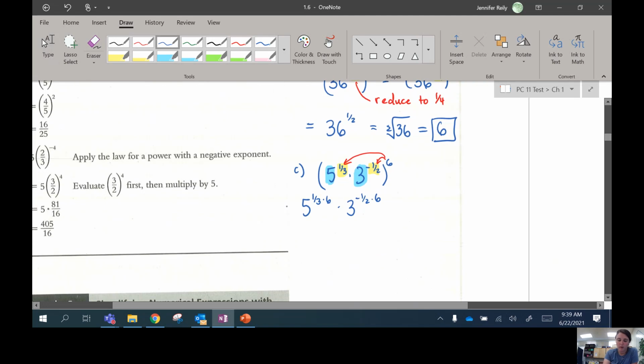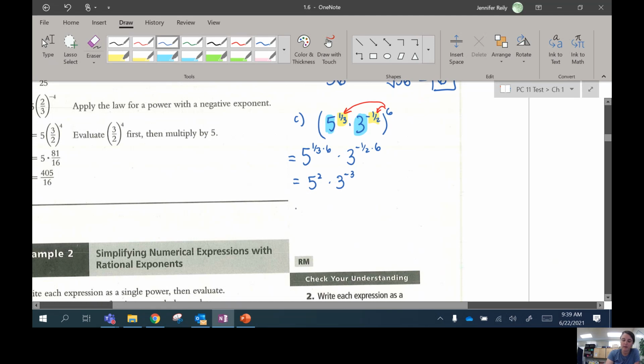Both of those work out to be whole numbers. 1/3 times 6 is 2, and -1/2 times 6 is -3. Okay, so let's evaluate those. 5 squared is 25. And remember what the negative means? It means you want to flip the number. So it's going to be 1 over 3 cubed, which is 27. And you can write it as just one single fraction, 25 over 27. There we go. That can't be reduced. So that's our final answer.